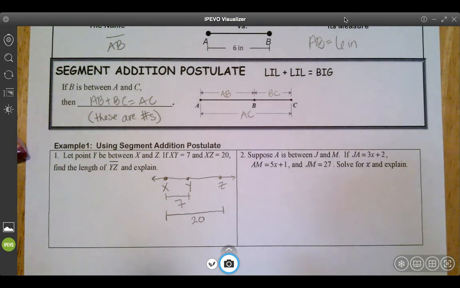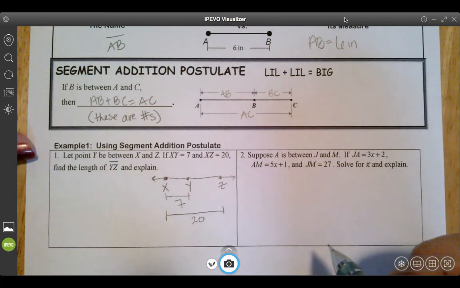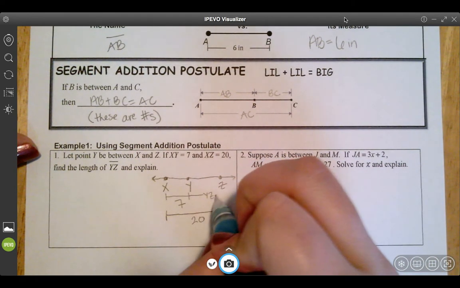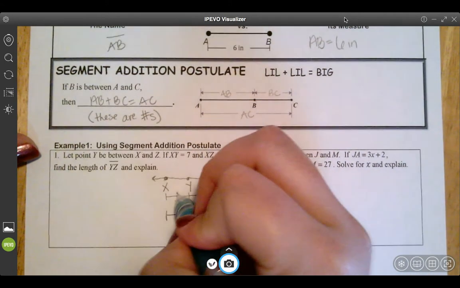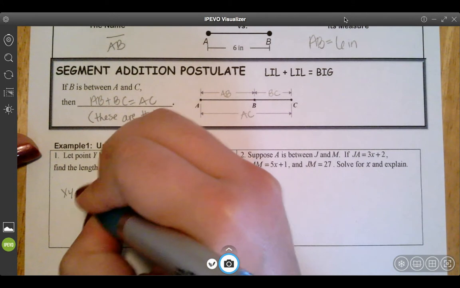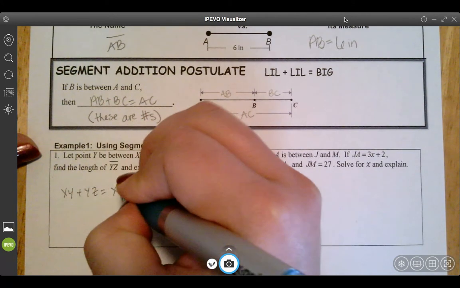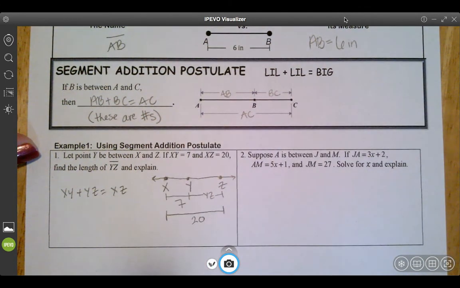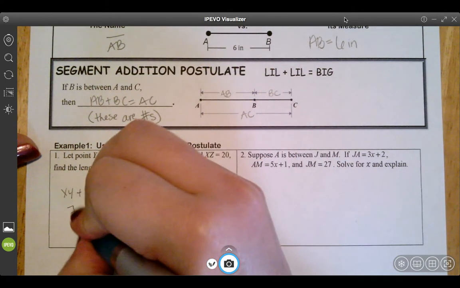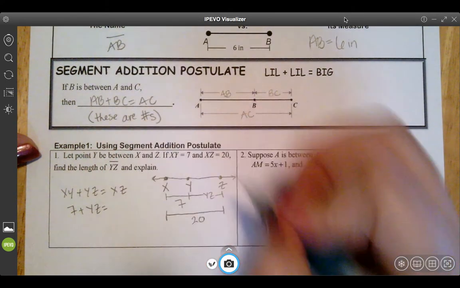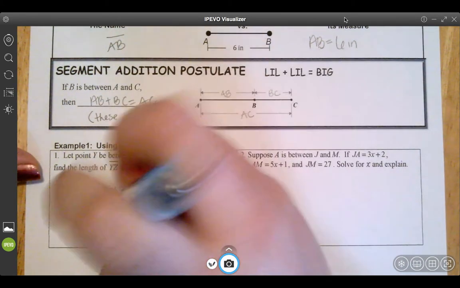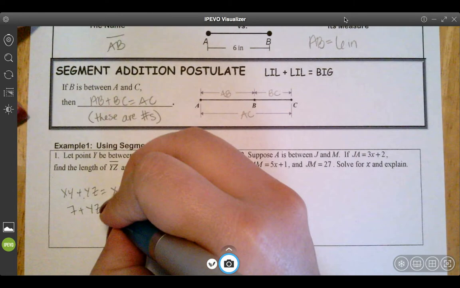Okay, well, in order to find the length of YZ, we can use the segment addition postulate, which says, here's YZ, our small plus small equals the bigger one. So I can say XY plus YZ equals XZ. XY was 7 plus YZ equals XZ, which is 20.